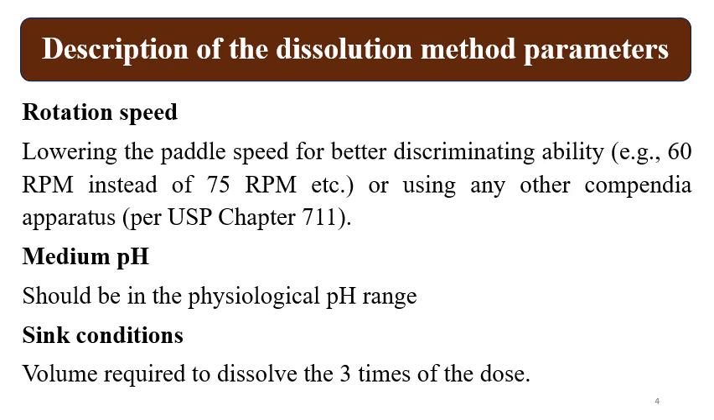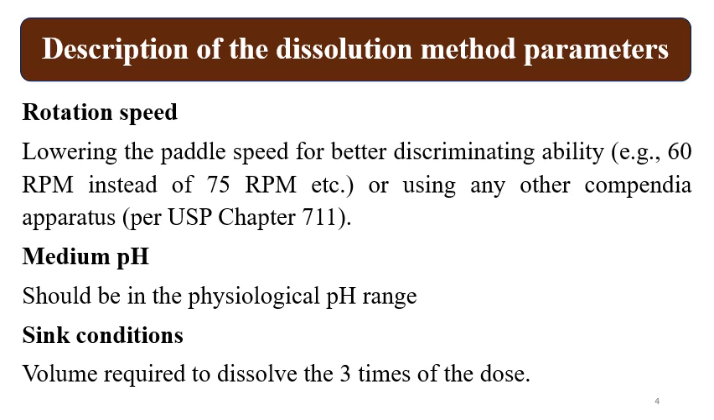Then rotation speed. Generally for the basket apparatus 100 rpm is used, and for the paddle apparatus generally 50 rpm is used. But if there is a coning issue or dissolution is not complete with 50 rpm, the applicant may go up to 60 or 75 rpm. But once you increase the rpm, the speed can decrease the discriminatory ability. So lowering the paddle speed for better discriminating ability can be done.